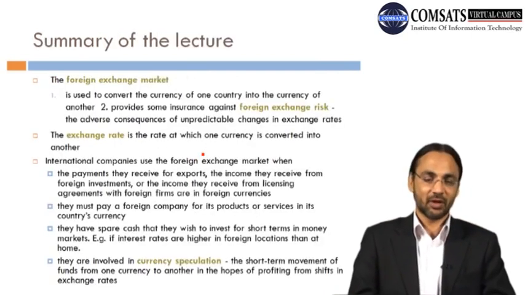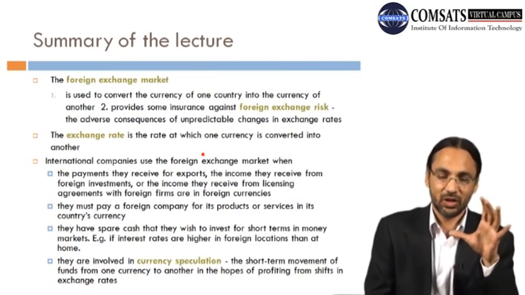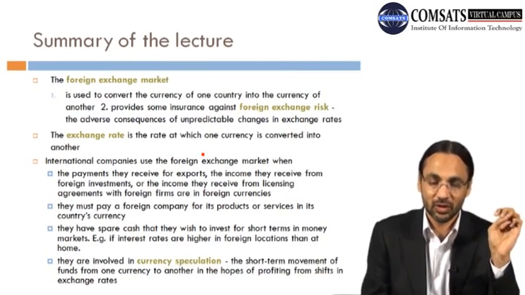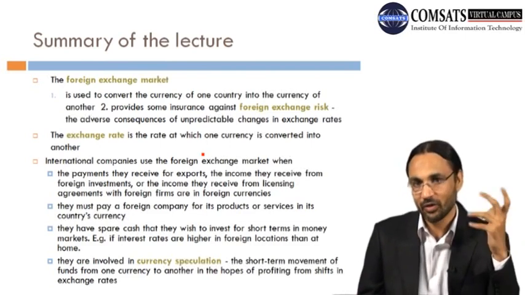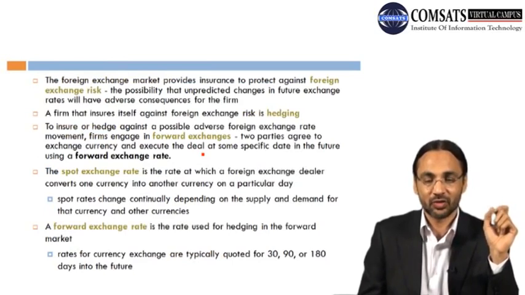Okay, now we do a quick summary of today's lecture. We discussed the meaning of foreign exchange and why we use it: to convert the currency of one country into another, and to provide some insurance against foreign exchange risk. The exchange rate is the rate at which one currency is converted to another. International companies use the foreign exchange market for several purposes, and it provides insurance to protect against the possibility that unpredicted changes in future exchange rates will have adverse consequences for the firm. A firm that insures itself against foreign exchange risk is called hedging.